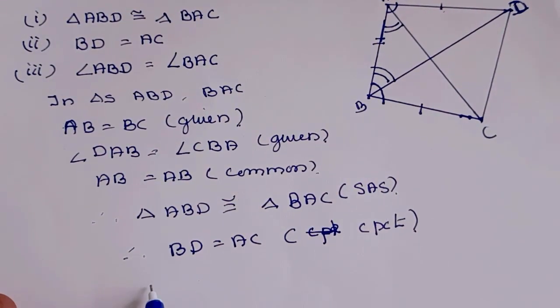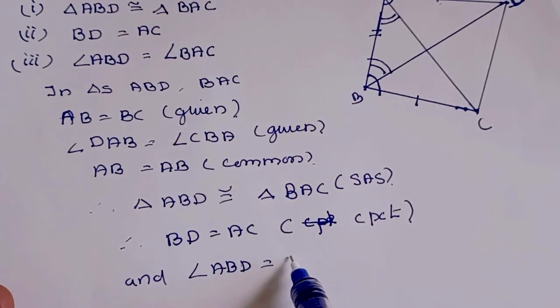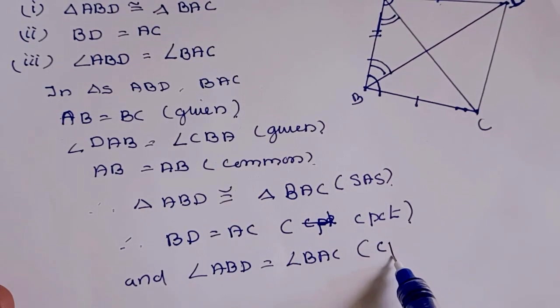And angle ABD equal to angle BAC. It is also the same reason, corresponding parts of congruent triangles, that is CPCT. Okay.